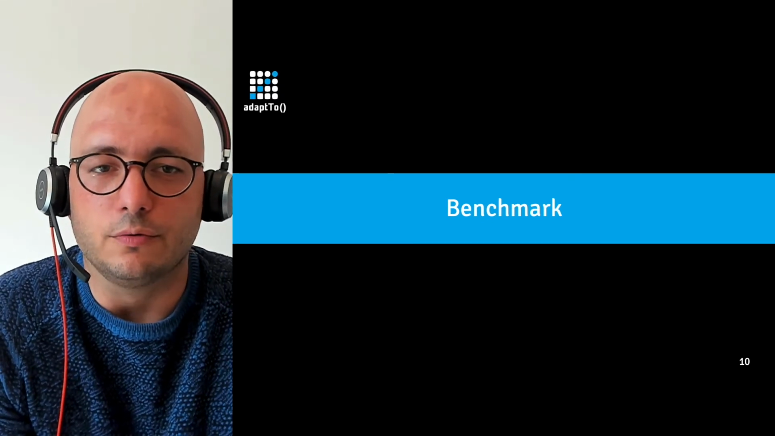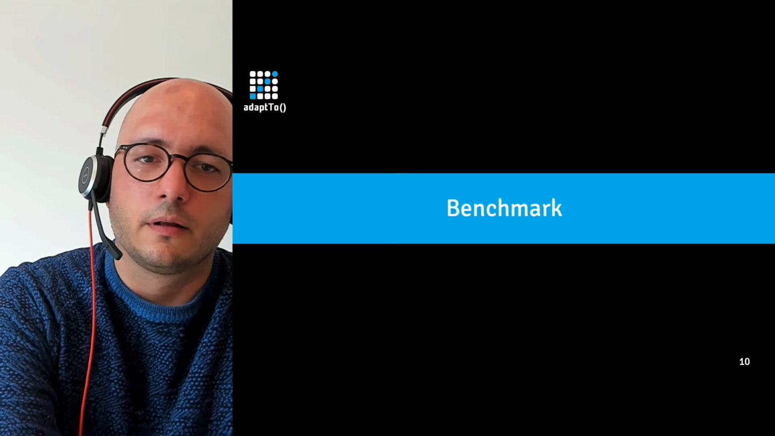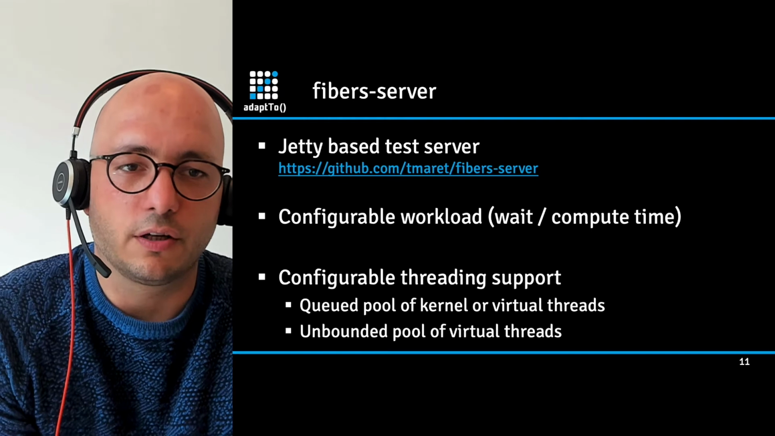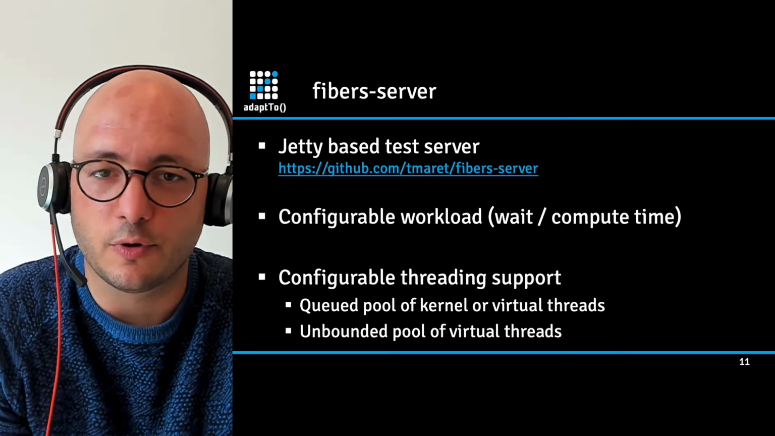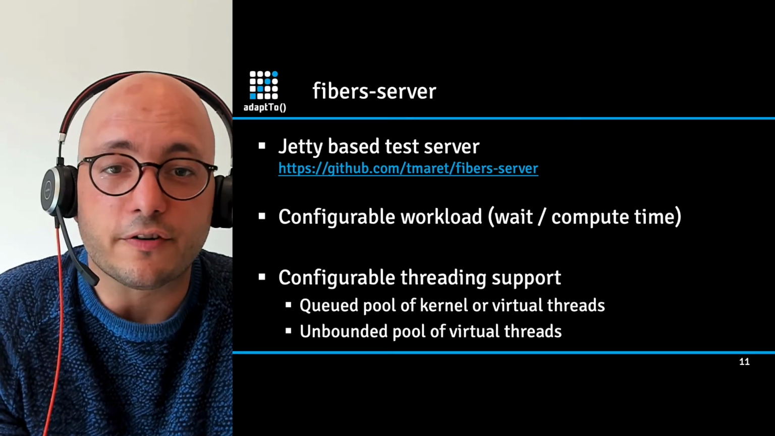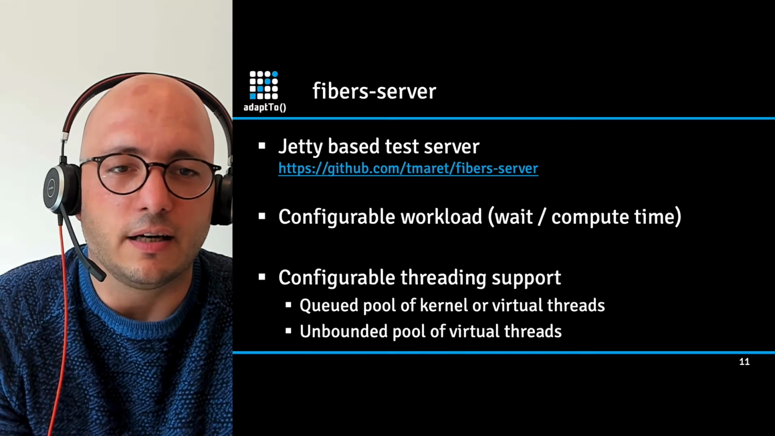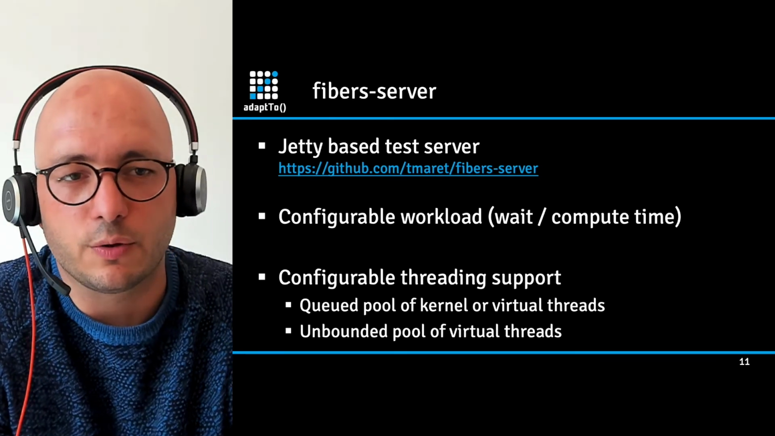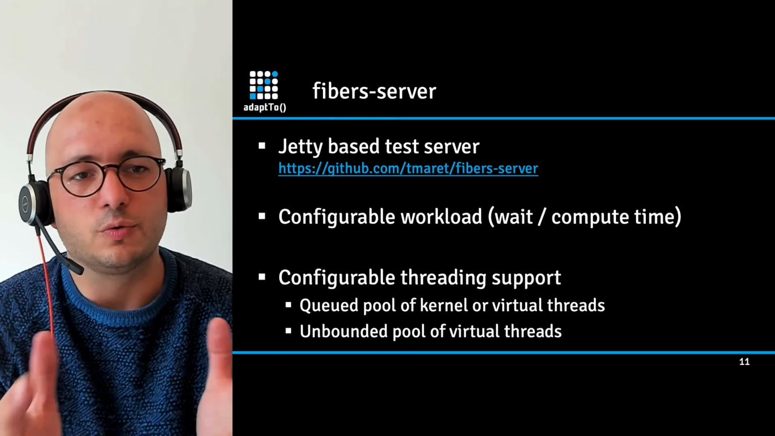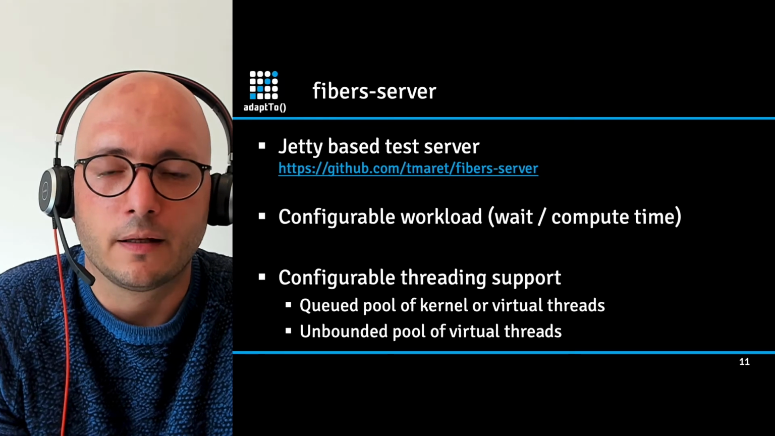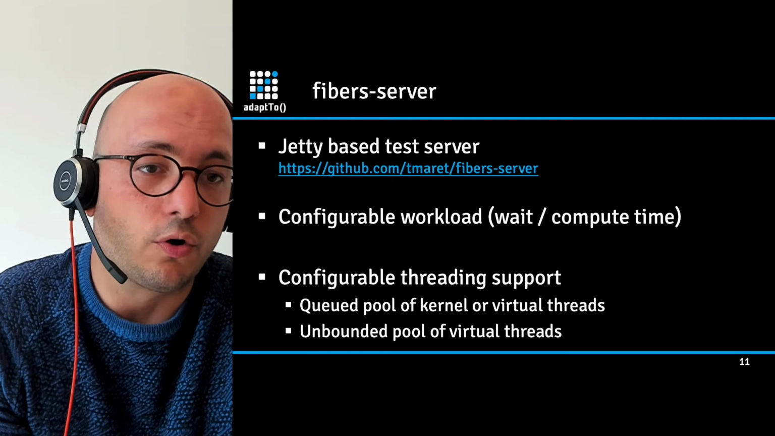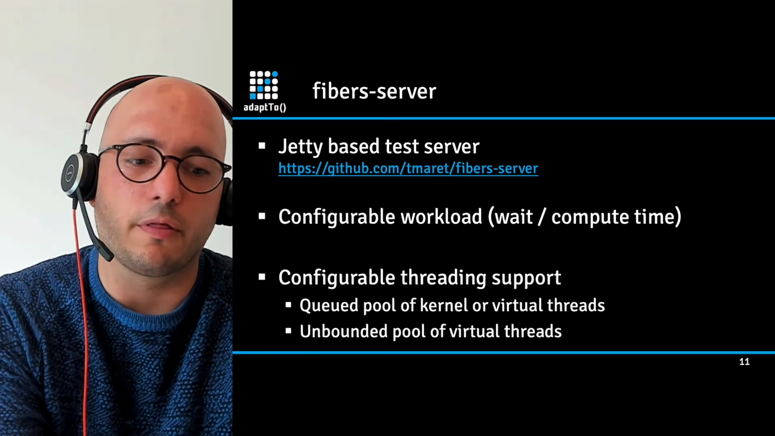I have also run some benchmarks that I'd like to share. The benchmarks were done with Jetty alone, so they are not including Apache Sling at this point. The server that was being tested is a test server that I quickly built, and it can be configured to serve requests with a specific wait to compute time ratio. The server can also be configured to run with a standard thread pool or an unbounded thread pool of virtual threads.